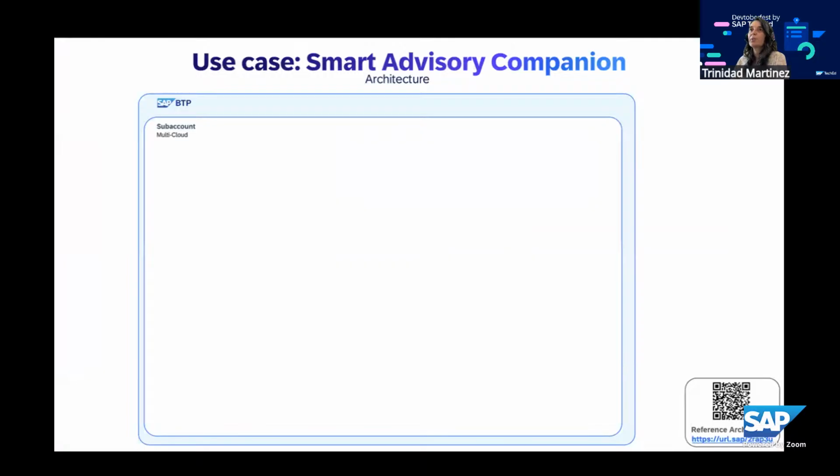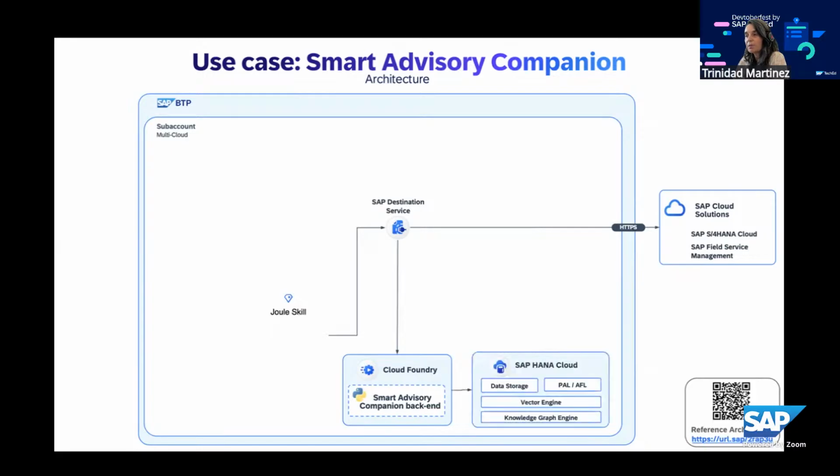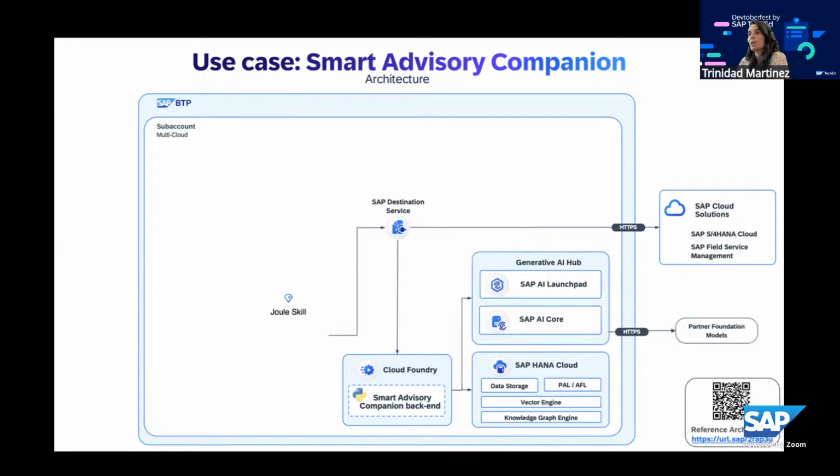If we look at the architecture, we can see how our Joule skills integrate seamlessly with various systems via destinations. It connects to S/4HANA Cloud for managing service contracts and to SAP Field Service Management for creating the service calls via APIs. The skill consumes as well our Smart Advisory Companion backend application built and deployed in SAP Cloud Foundry runtime. This backend leverages several powerful SAP BTP capabilities, including SAP HANA Cloud for data storage, predictive analytics, and application function libraries, as well as vector and knowledge graph engines we have been using for the similarity search. And of course, it is accessing Generative AI Hub for utilizing large language models.